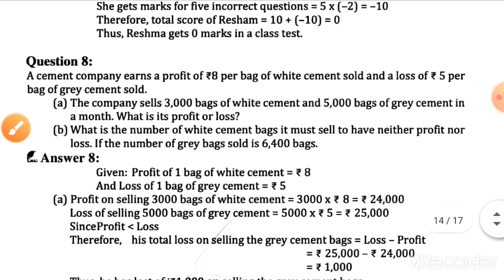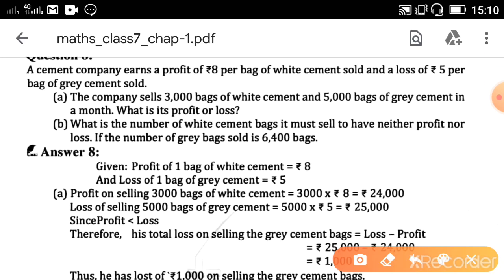Question number 8. A cement company earns a profit of 8 rupees per bag of white cement sold. So if the company sold white cement bags, then it gets a profit of 8 rupees per bag, and a loss of 5 rupees per bag of grey cement sold. So a bag of white cement and a bag of grey cement. On white cement, the company earns a profit of 8 rupees, and on grey cement, the company got a loss of 5 rupees.